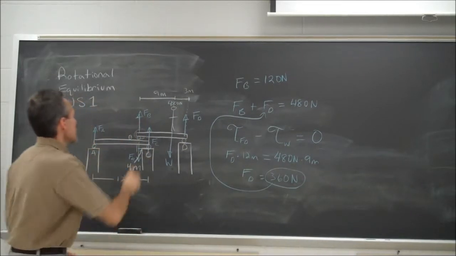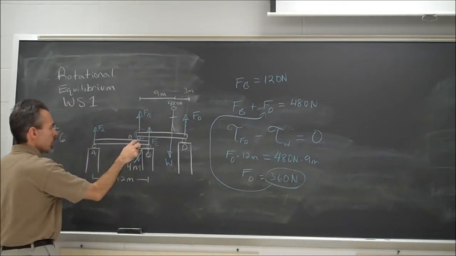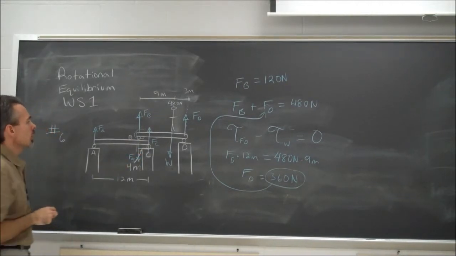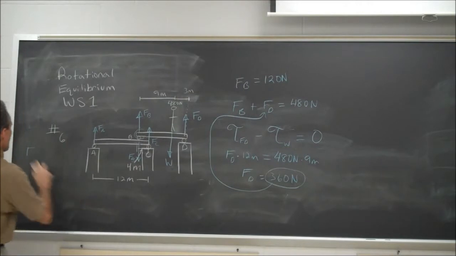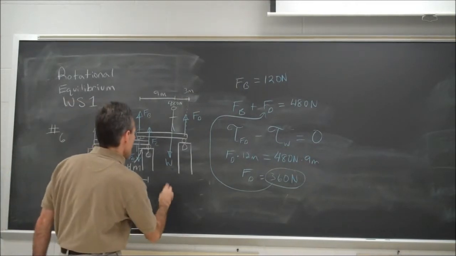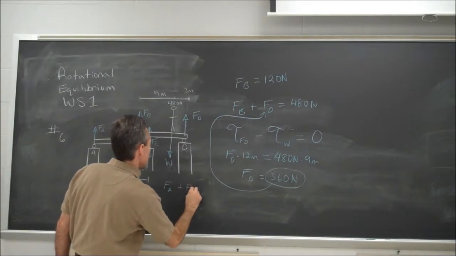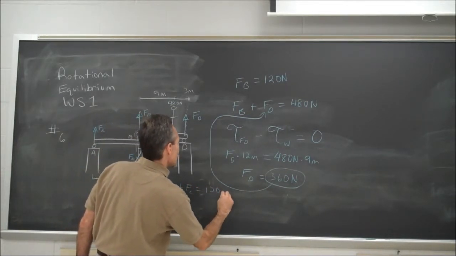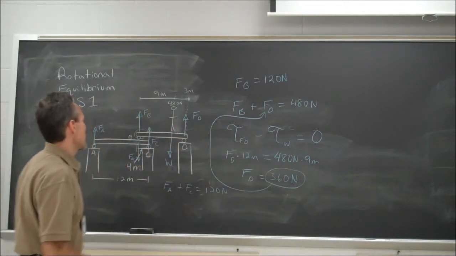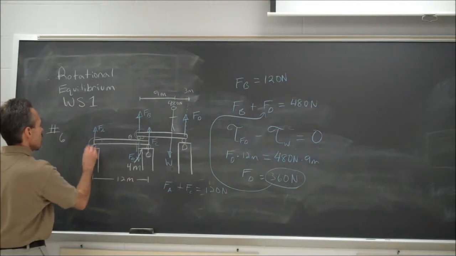Once I know that this is 120 newtons, then I can start concentrating on this bottom board. This force right here is 120. Again, I can do the exact same thing: force A plus force C has to be equal to that 120 newtons. That's not good enough to solve the problem. So let's put the pivot point right here.